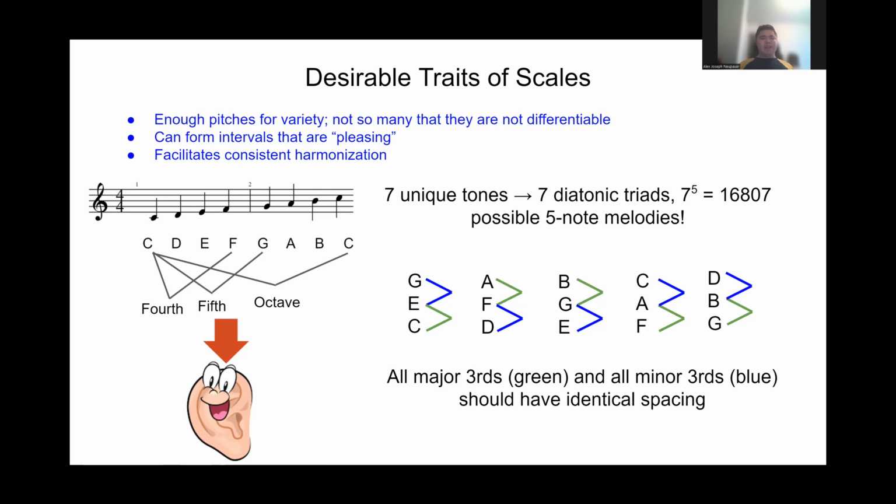We also want to facilitate consistent harmonization with whatever type of scale we build. What do I mean by that? Well, let's look at the first 5 diatonic chords of C major. There are major thirds making up our chords, which are green, and minor thirds, which are blue. We want to make sure that every time we encounter a major third or a minor third, it's always going to be the same. All the blue intervals should be the same. All the green intervals should be the same. Since both of these, this is a D minor, this is an E minor, they're both minor triads, the same kind. Spacing must be the same.